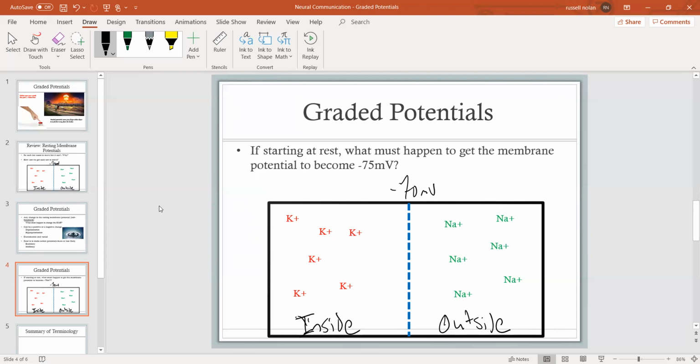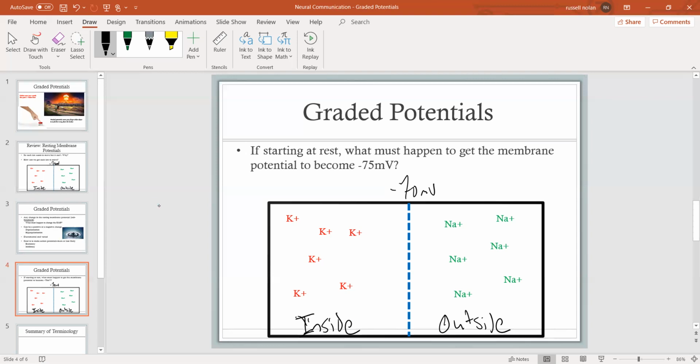Okay, so hopefully you've had a chance to think about this. When we're answering this, we need to look at what we are trying to do. Are we trying to make the membrane potential more positive, meaning move it towards zero, towards threshold, or are we trying to make it more negative, moving it away from threshold or away from zero? Well, in this case, -75 is more negative than -70. So we need to think about which ion's movement is going to make the membrane potential more negative. So let's look here.